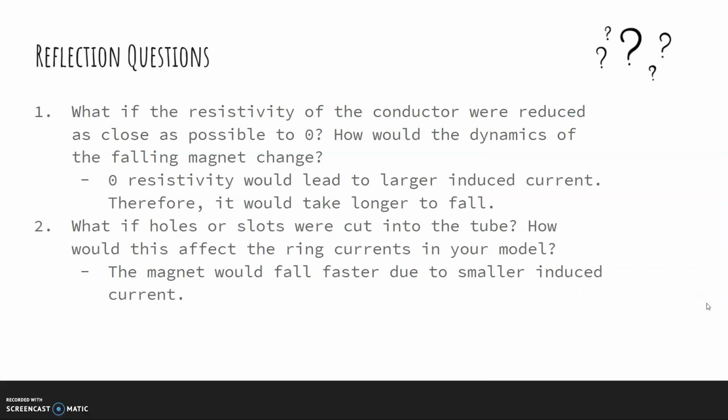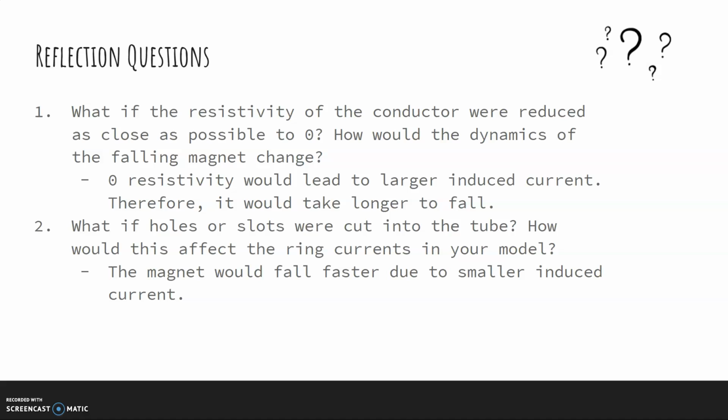Some reflection questions. What if the resistivity of the conductor were reduced as close as possible to 0? How would the dynamics of the falling magnet change? Well, if the resistivity were 0, then it would lead to a larger induced current. Therefore, it would take longer for the magnet to fall through.